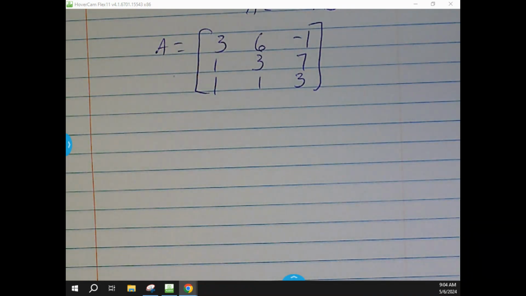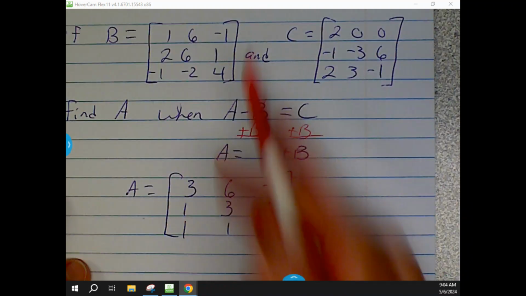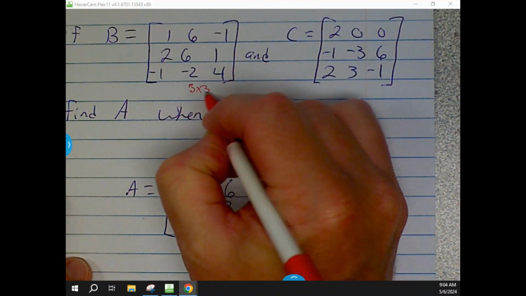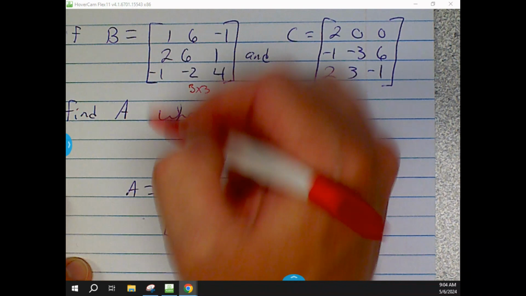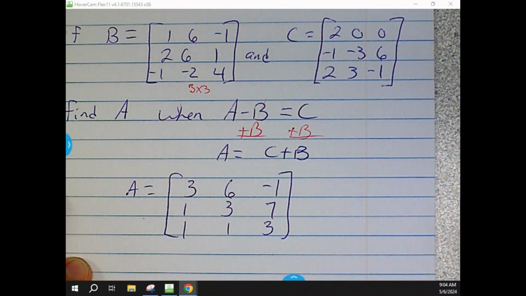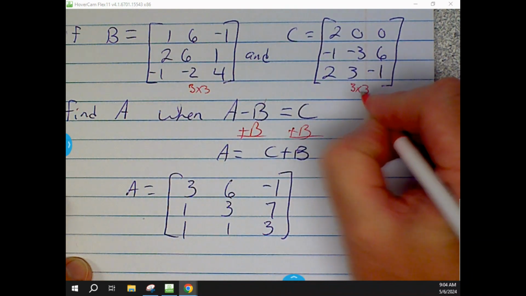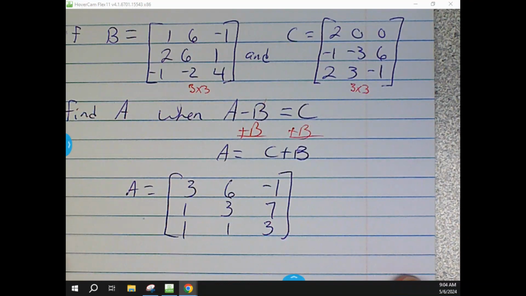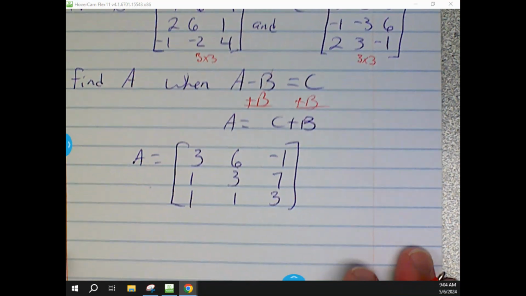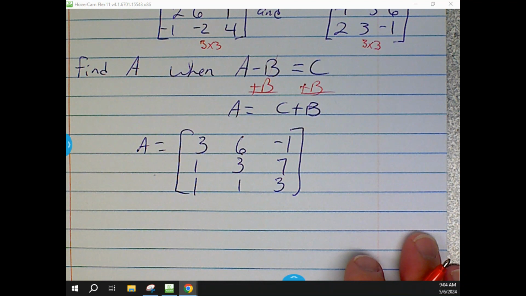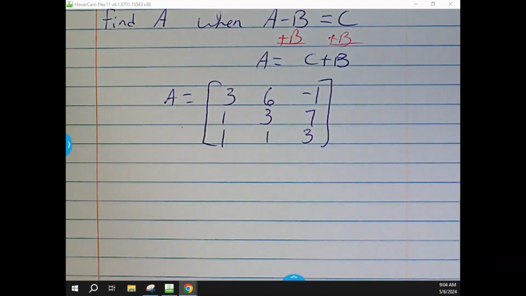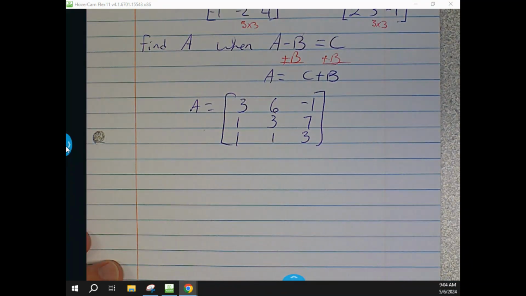Okay, go back to the naming on this one. This would be a 3x3 matrix because you have 3 rows and 3 columns. Just a couple of details on this one then.